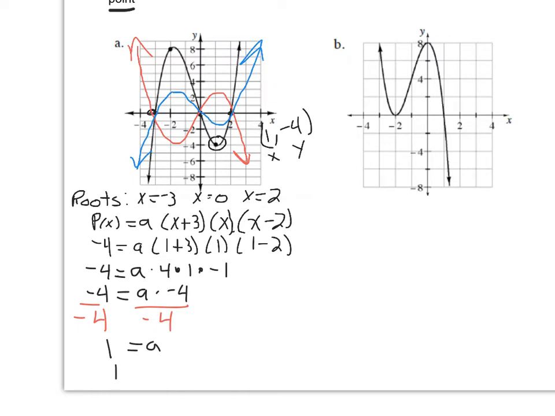So the equation for this polynomial, p of x, is 1 for my a value times x plus 3 times x times x minus 2. Now we should note that our exponents for our factors happen to be 1 because my graph, if I can try to erase all of this.